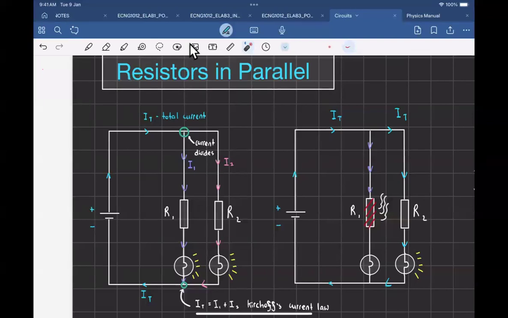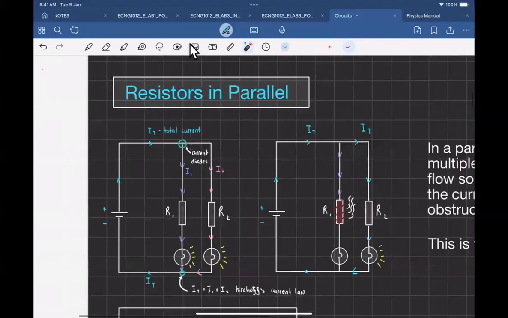You understand that? What's the difference though? Both of them have the same voltage, but different current running through them. You understand?